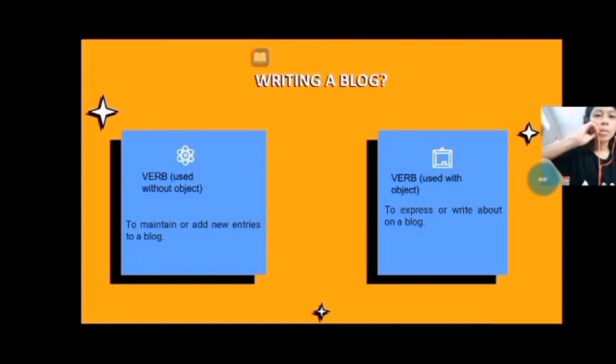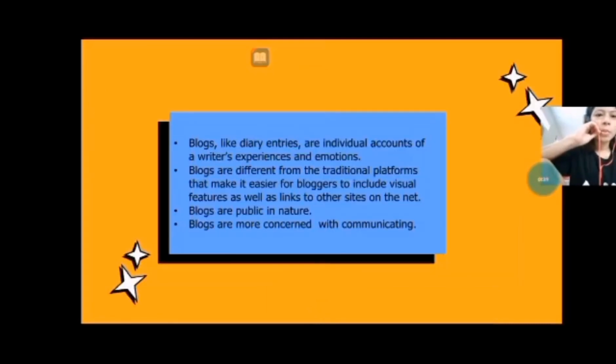Writing a blog is to maintain or add new entries to a blog, or to express or write about a blog. So if you're writing a blog, express your experience about what you have observed. Blogs are like diaries, entries, or individual accounts of the writer's experiences and emotions. Blogs are different from the traditional platform and make it easier for bloggers to include visual features as well as links to other sites on the net. Blogs are public in nature. Blogs are more concerned with communicating.